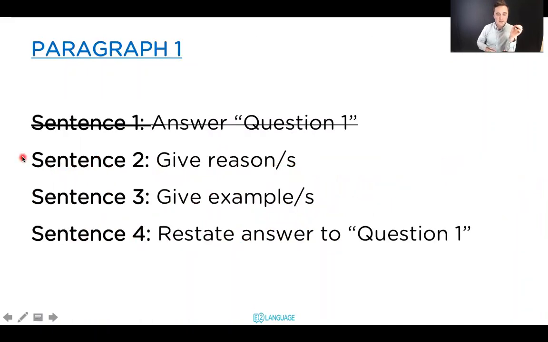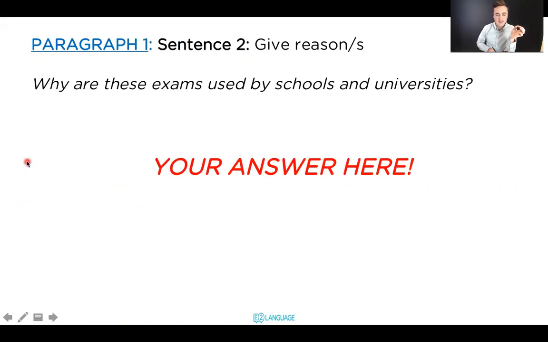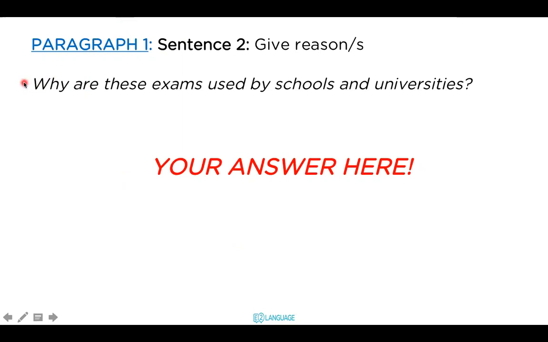Now what I need to do is give reasons for what I have just written in the first sentence. After that, I'm going to give examples. So let's give reasons. Why are these exams used by schools and universities? Follow on from your first sentence. Away you go. You have 2 minutes.